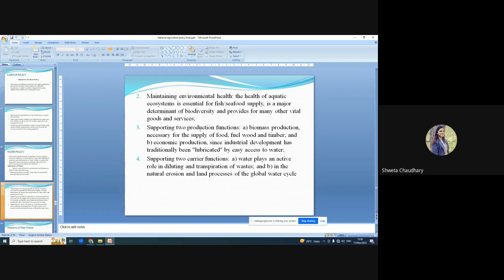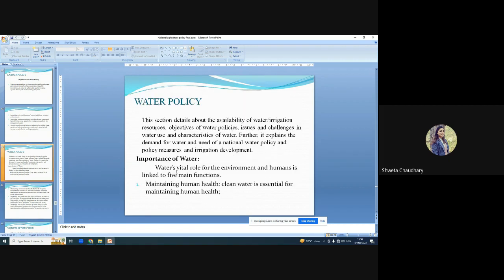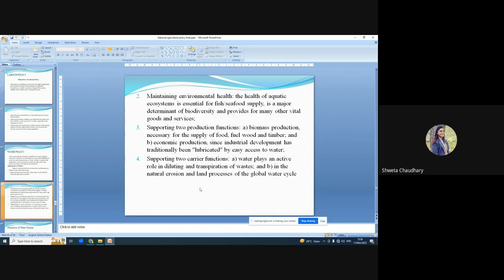So supporting production function, here you can say that water has a vital role for environment and humans, linked to five main functions. The first one is maintaining human health, maintaining environmental health, then supporting the production functions. Like for the better development of food, you need water; for fuel, wood, for timber growth, all you need is water. So water plays an active role in both production and also carrier functions.